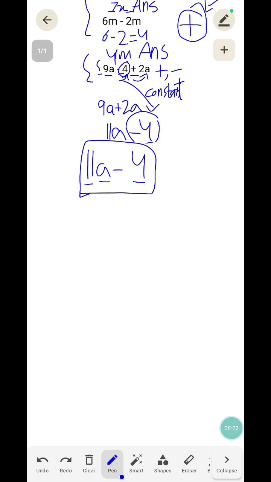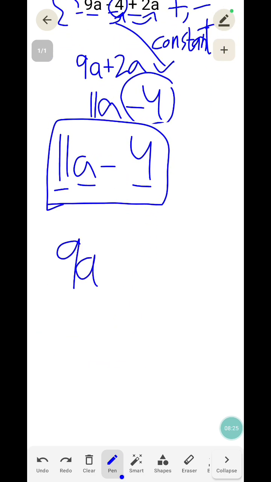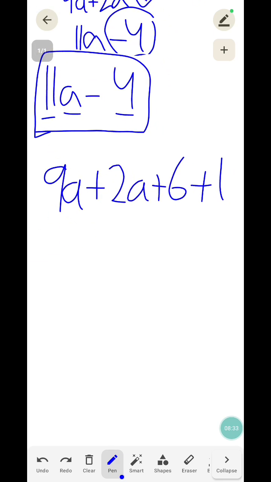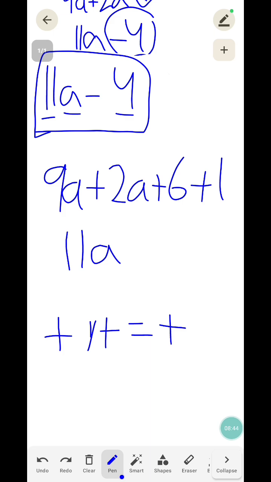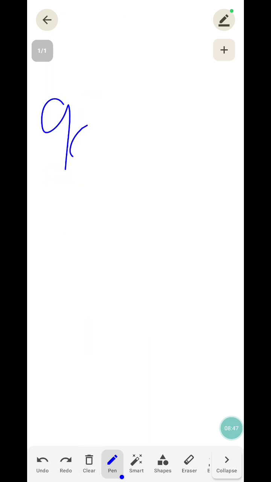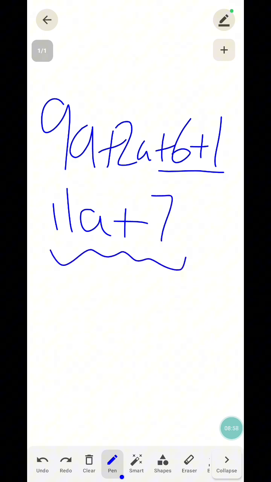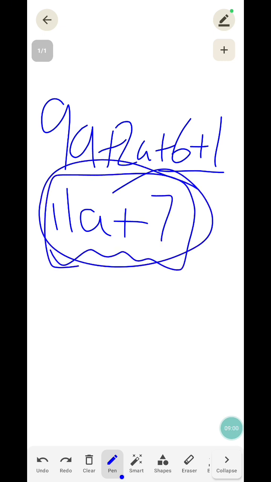If, just in case, there's 9a plus 2a minus 6, no sorry, plus 6 plus 1, then we will do 9 plus 2, 11a plus, and plus is going to be plus. Okay, I'll tell you about these as well. So 9a plus 2a plus 6 plus 1. So 11a, we'll add this, plus 7. This is still the answer. We won't do anything to these numbers.